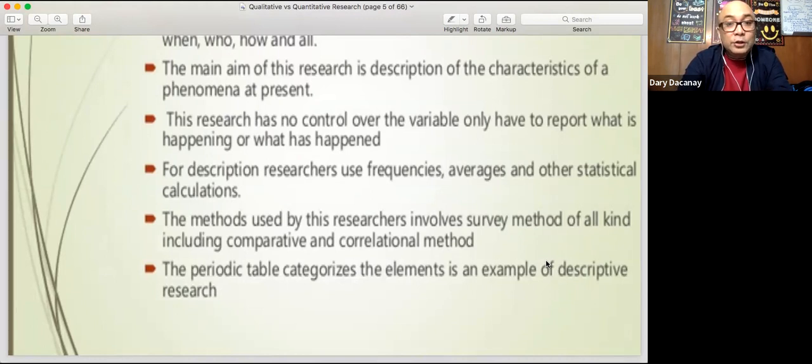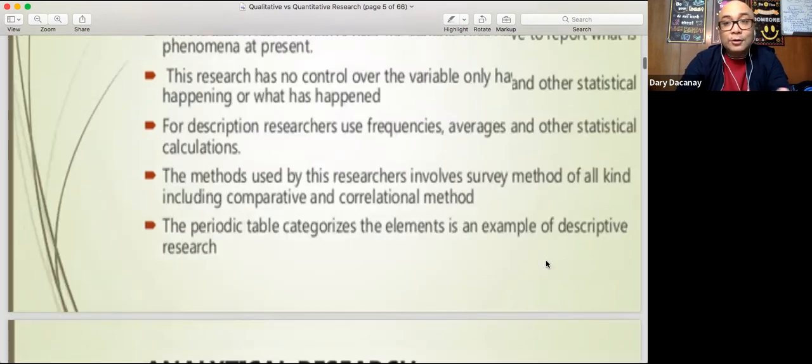Now, the method used by these researchers involves the survey method of all kinds, including the comparative and correlational method. So, itong comparative correlational method, these are methods that are being done in a quantitative research. Now, the periodic table that categorizes the elements is an example of a descriptive research.